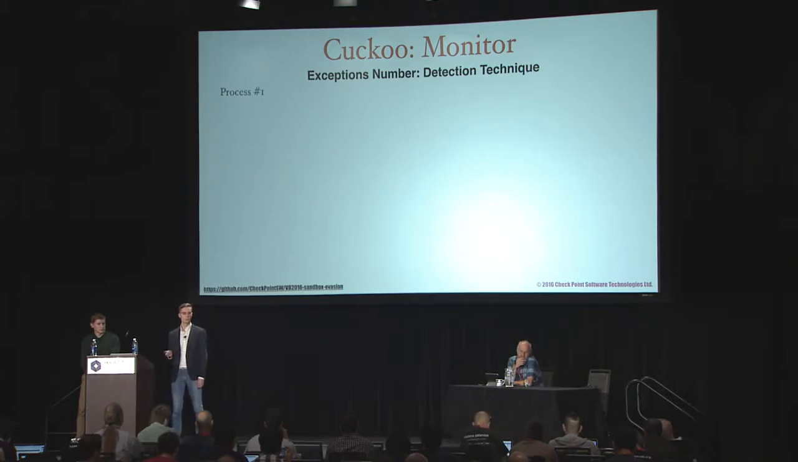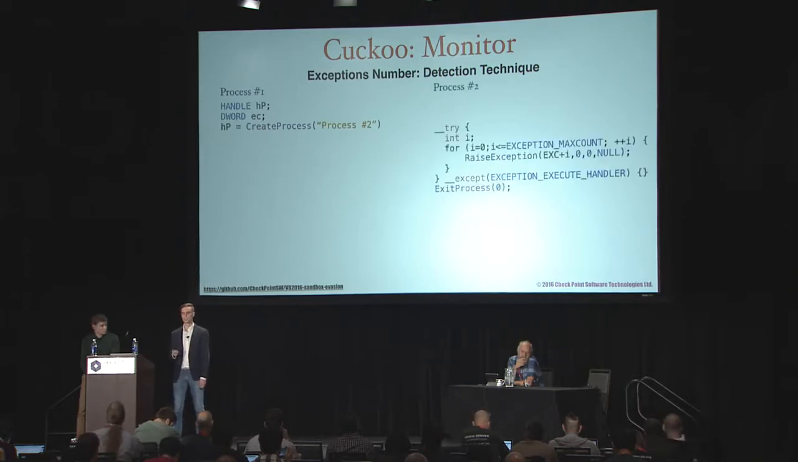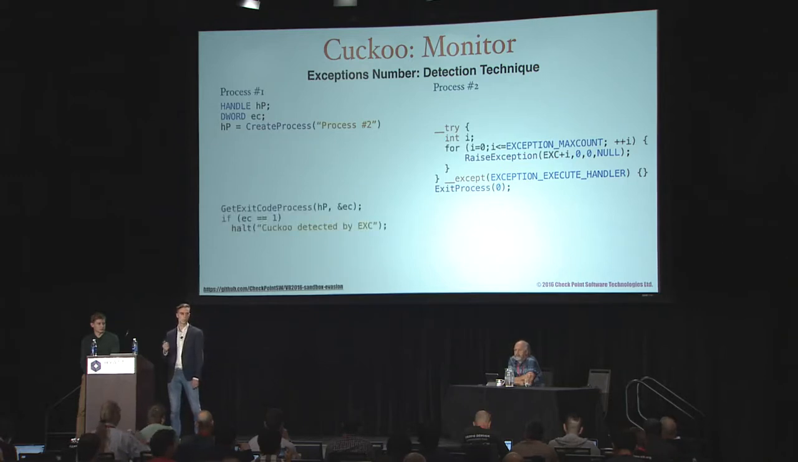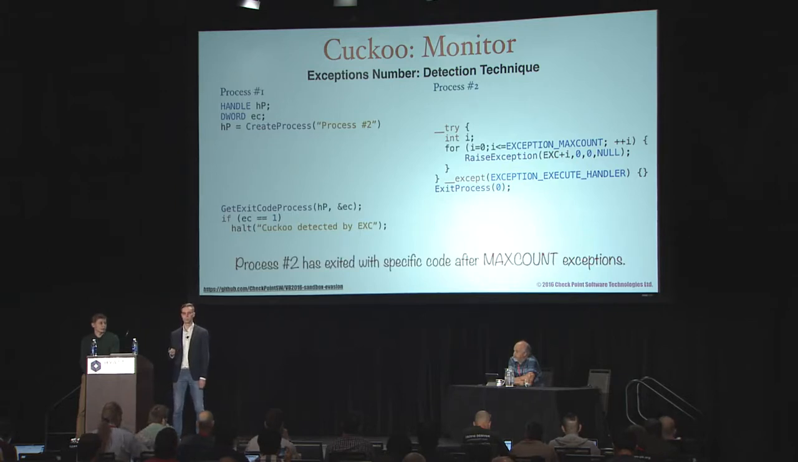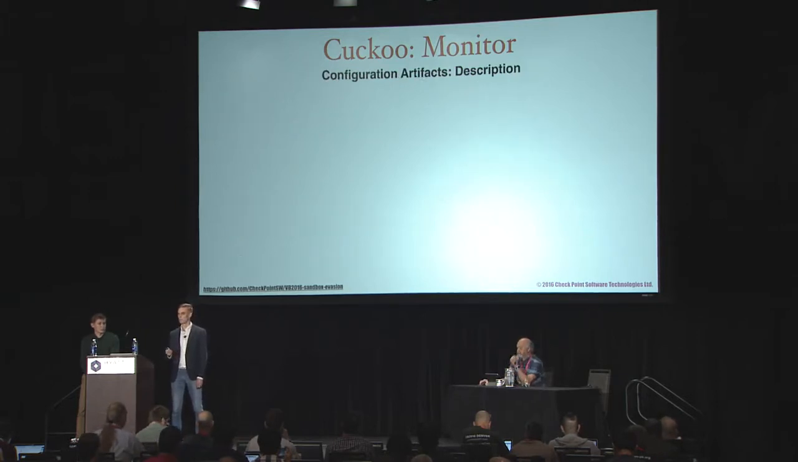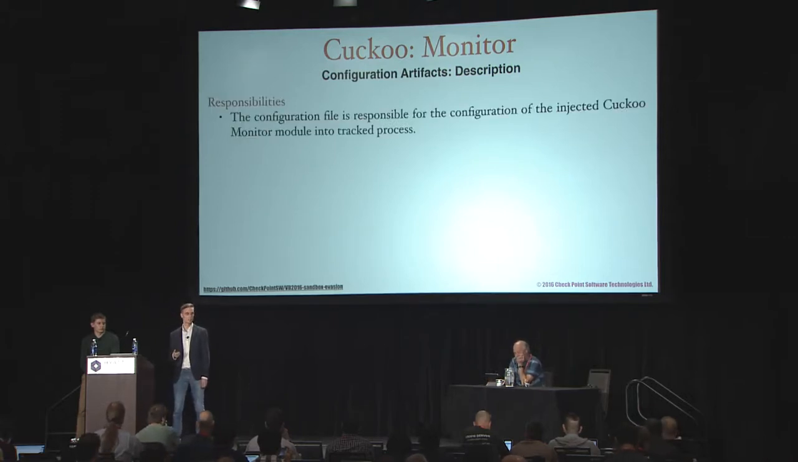So to detect the presence of Cuckoo Sandbox environment, we create a second process. In the second process, we simply raise exception max count plus 1 exceptions, and if RtlDispatchException is hooked, then the process will exit with error code 1. If it's not hooked, then it will exit with error code 0. So in the first process, we just collect the process exit code, and if it equals 1, then it means that Cuckoo Sandbox was detected.